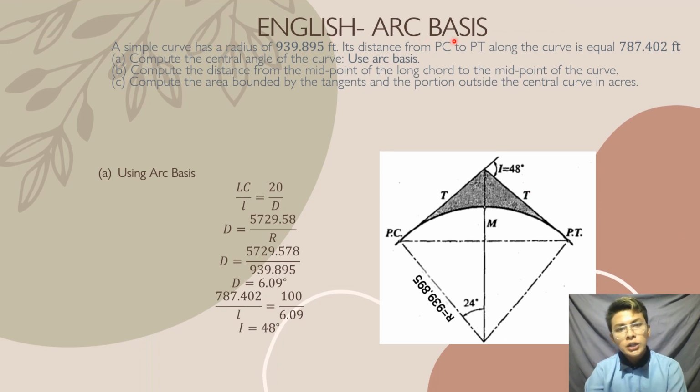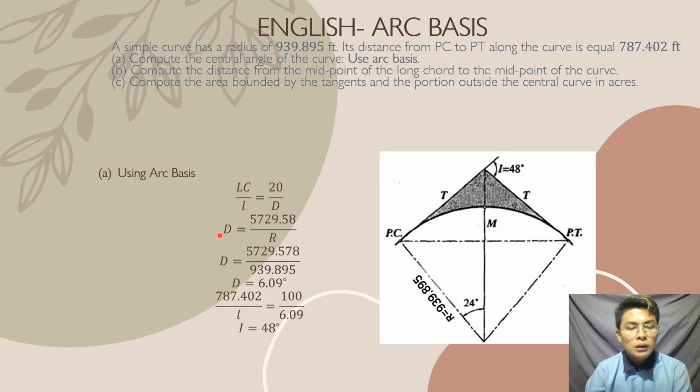In using the English arc basis, so here is the second example. A simple curve has a radius of 939.895 feet. Its distance from PC to PT along the curve is equal to 787.402 feet. So this was the distance from PC to PT, our midpoint, our angle 48 degrees, and our radius 939.895, and this was the half of our angle.